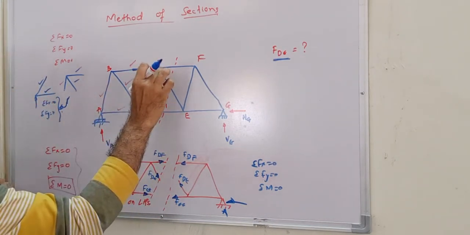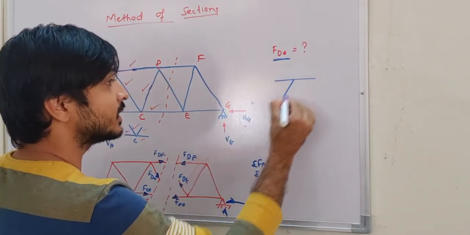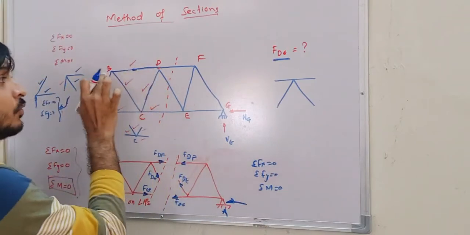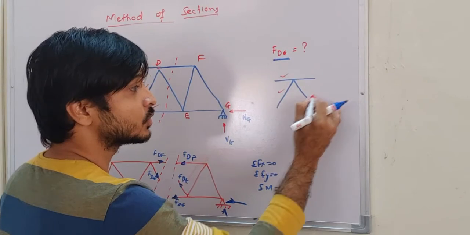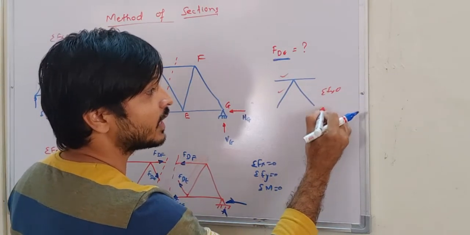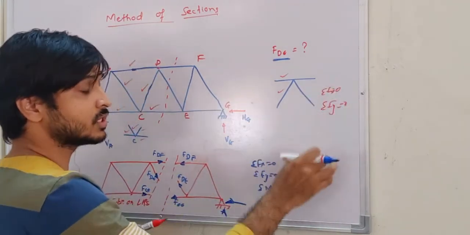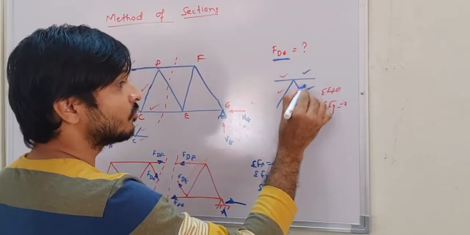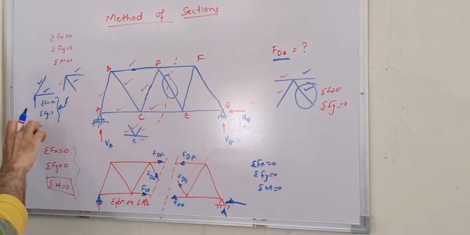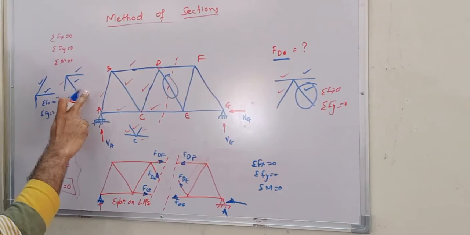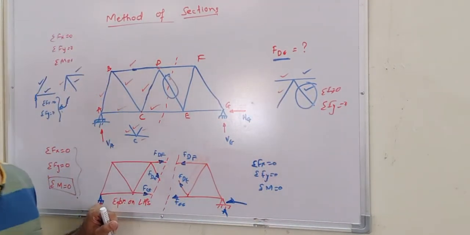Now I will come to joint D. If I come to joint D, it is something like this. I have already calculated this force and this force. This one I know, this one I know, these two are the unknowns. So use summation of Fx equals 0 and summation of Fy equals 0. Two equations, two unknowns, then I will get the force in the member DF. So to calculate the force in the member DF, I have to first solve joint A, joint B, joint C. Then after solving joint D, I will get the force in the member DE.